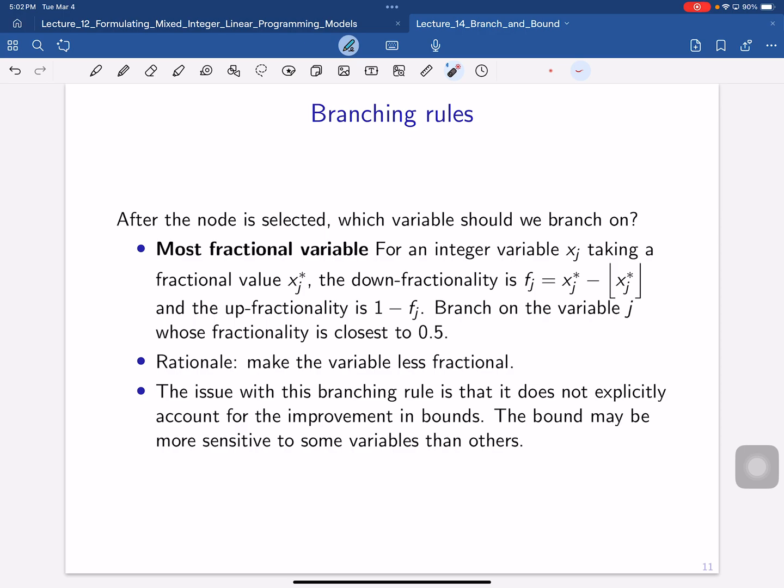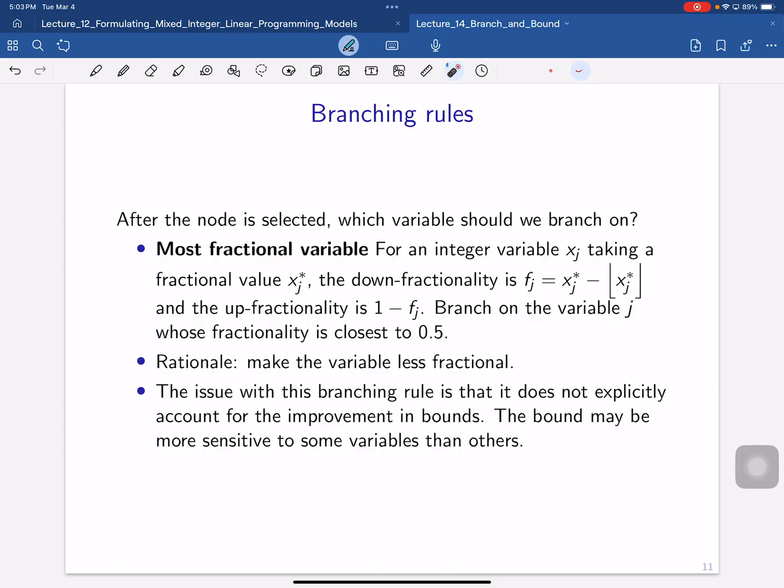So you could calculate the fraction of a variable using this formula, xj star minus the floor of xj star. And similarly, you could calculate the so-called up fraction by 1 minus fj. So you choose the variable whose value fj is closest to 0.5 as the most fractional variable. The rationale is we will try to make those variables less fractional. If they are very fractional, they are not close to the 0, 1 value.